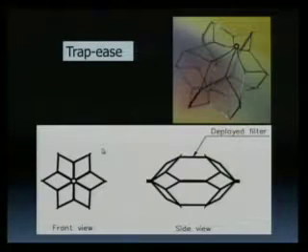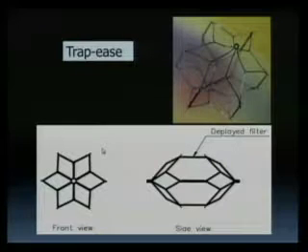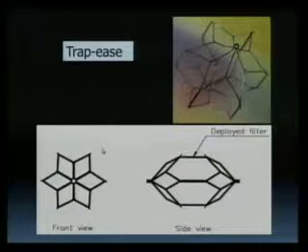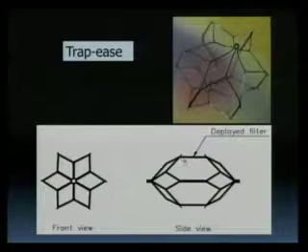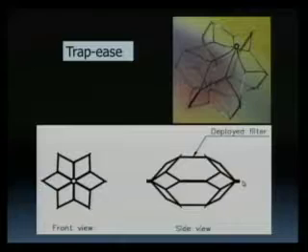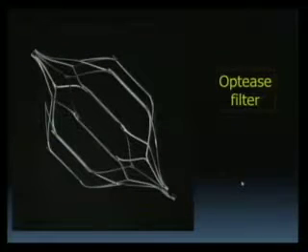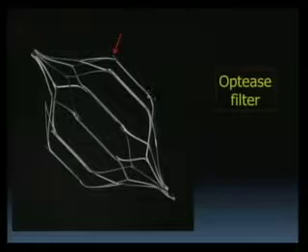Then the trapease is the one we are more familiar with. The difference between the trapease and the Optease is that with the trapease you will see there are 2 sets of hooks, the proximal hook and the distal hook, and there is no hook at the trailing end of the lantern type of the filter. In contrast, you would see the Optease. There is only 1 set. You don't have the distal set, but in lieu of the distal set, you have a hook that you can snare.